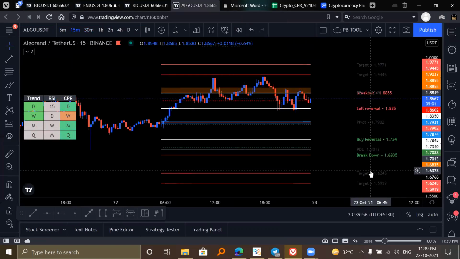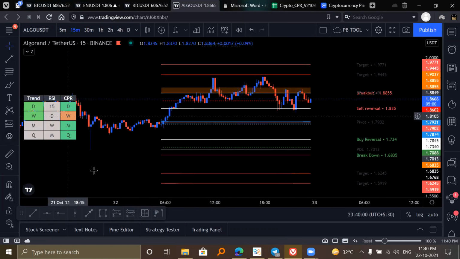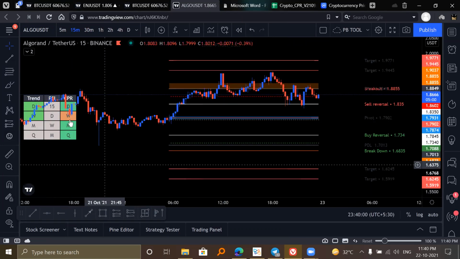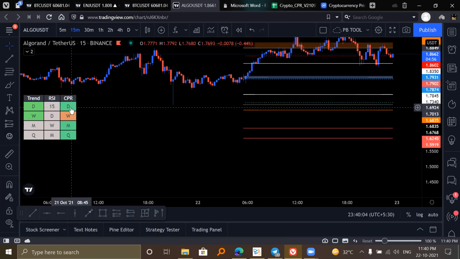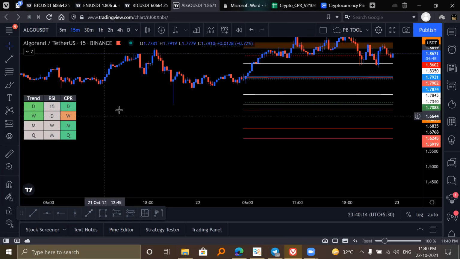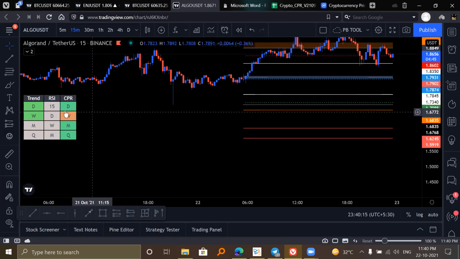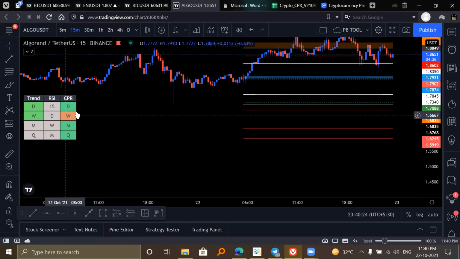Can you explain this trend RSA CPR? Green color CPR: D is green color, W is orange color. D is daily, W is weekly, M is monthly, Q is quarterly. If D is dark green, then it's most bullish. And if it is fainter or light green, then it will be moderately bullish.